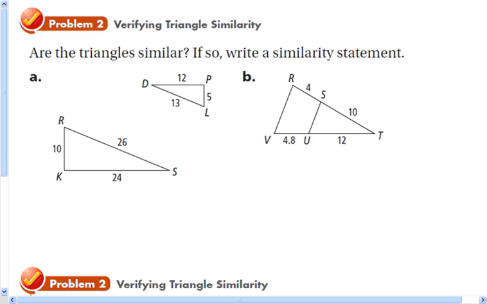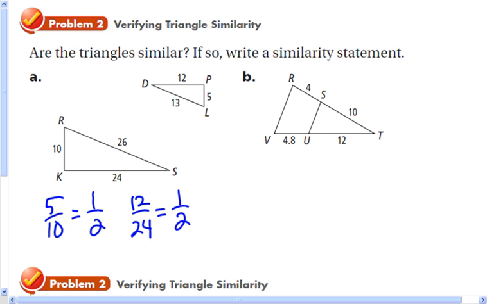All right, problem 2, are the triangles similar? If so, write a similarity statement. We're given all the side lengths, so let's check out the ratio of corresponding sides and see if we get the same number. So the short sides, that would be PL over RK, that would be 5 over 10, that's 1/2. The longer legs, that would be DP over KS, and that's 12 over 24, which is also 1/2.